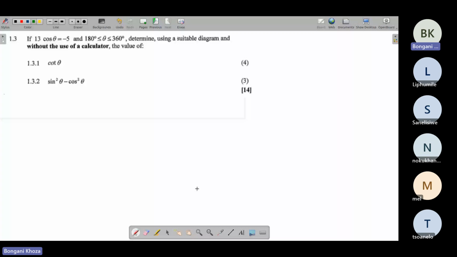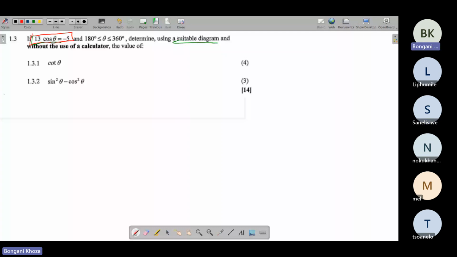All right. So first things first, what you do when you get a question like this, you know you have to draw a diagram somewhere. You have to take this and make whatever trig ratio you're given the subject of the formula. If you were given sine theta, make sine theta the subject. If you were given tan theta, make tan theta the subject.